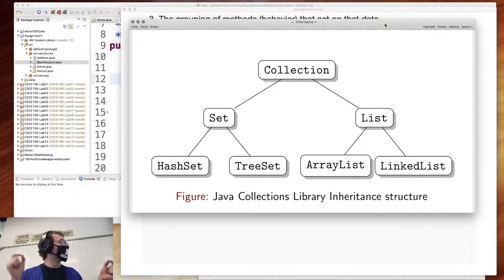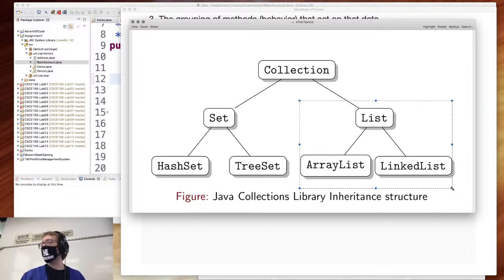Order, right? A set is unordered. A list is ordered. So a set is something that holds stuff, right? It's inheriting that behavior or aspects from its parent, but it holds stuff in an unordered manner. A list holds stuff, but it holds it in an ordered manner. Now let's zoom in on this list over here, just this part right here.